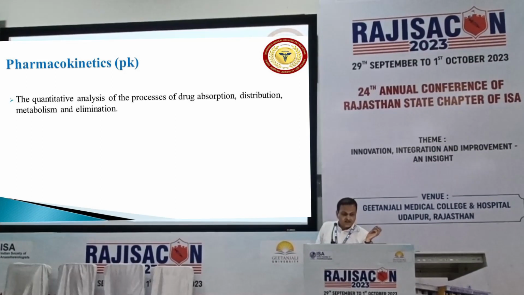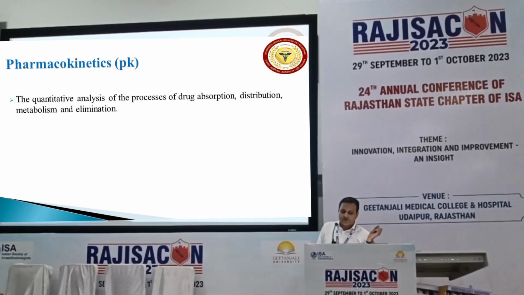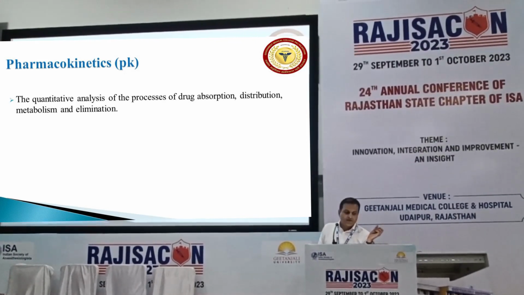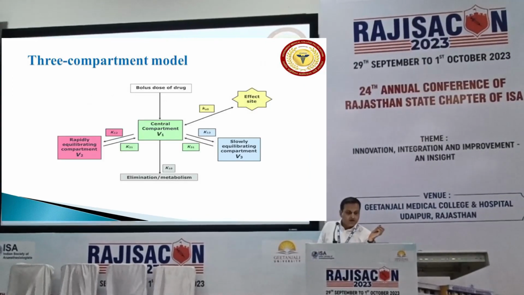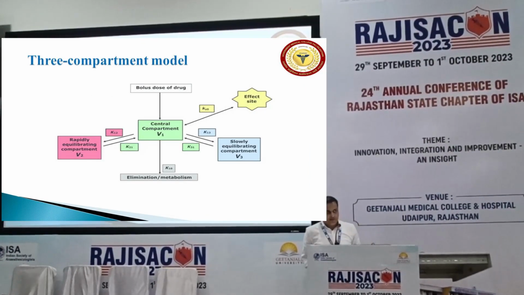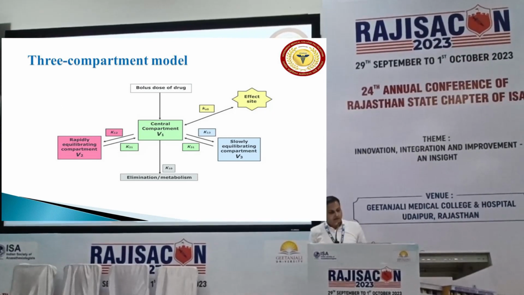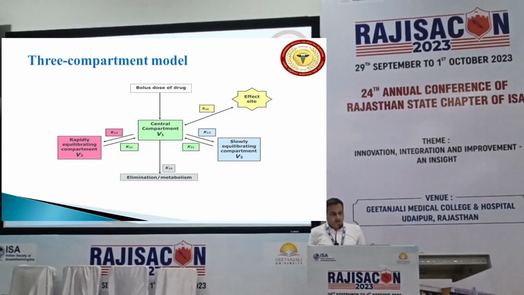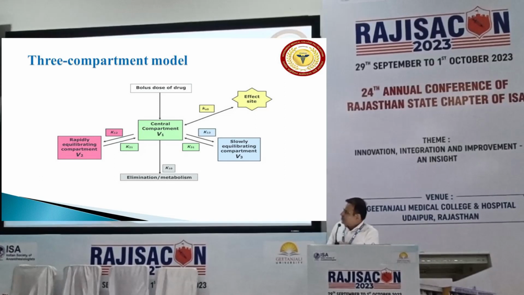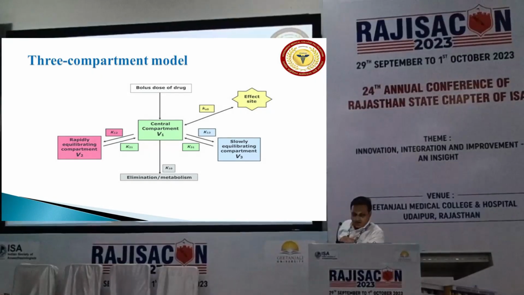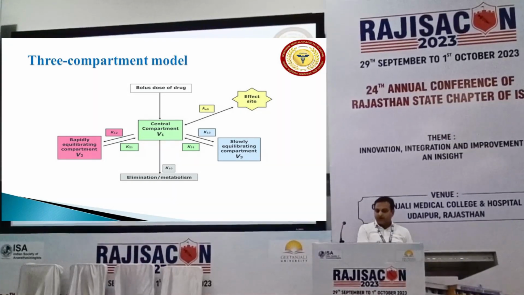Pharmacokinetics is the quantitative analysis of the processes of drug absorption, distribution, metabolism and elimination. Pharmacokinetic behavior of most of the drugs used in TIVA can be explained by the three-compartment model. In this, the drug is administered in the central compartment. So this is the central compartment.